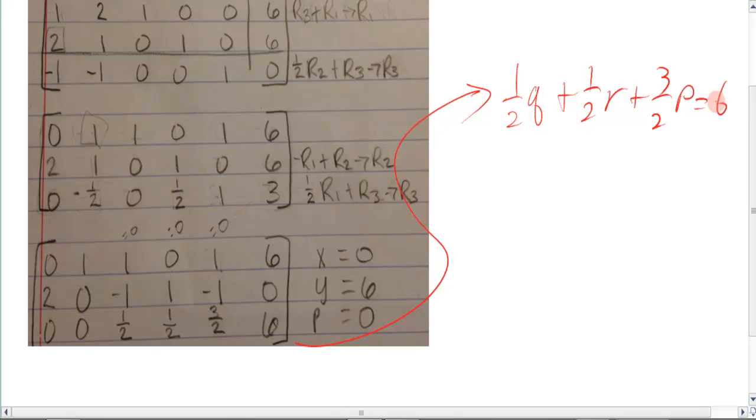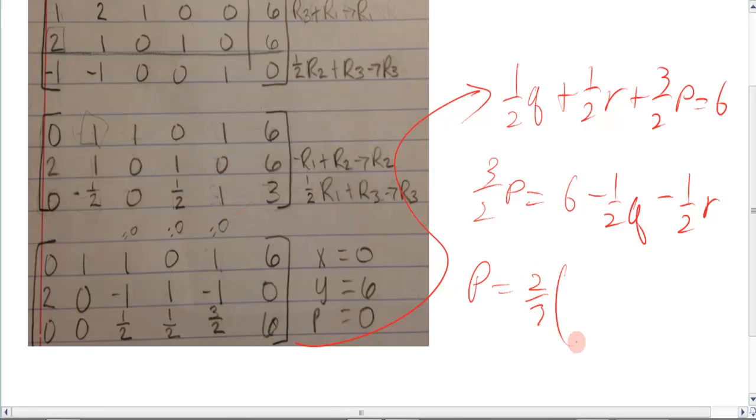All right, and that's legal. That's fine. So remember, though, our goal is to maximize P. So let's get everything over to the other side. So that's going to give us 3/2 P, which is equal to 6 minus 1/2 Q minus 1/2 R. So now the idea, and then we can multiply through by 2/3. So that gives us 2/3 times 6 minus 1/2 Q minus 1/2 R.